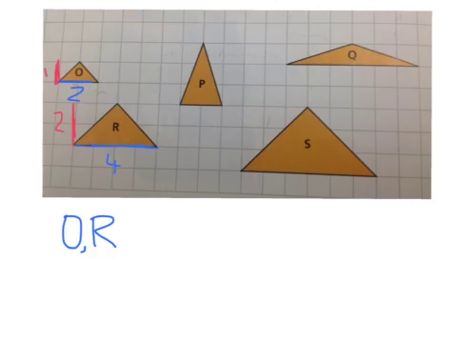The scale factor from the little triangle to the big one, to get from 1 to 2 for the height, and to get from 2 to 4 for the base, you have to multiply by 2. So the scale factor between O and R is 2 if we think about going from the little triangle to the big triangle. If we go in the reverse order, the big triangle to the little triangle, the scale factor would be 1/2.